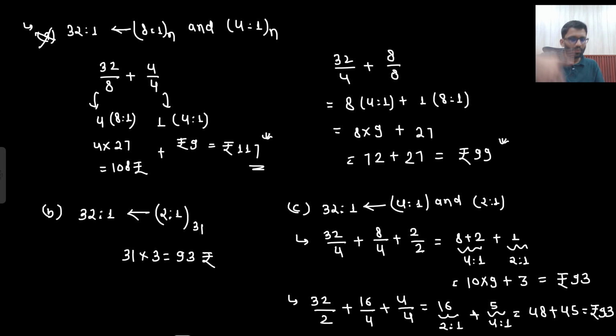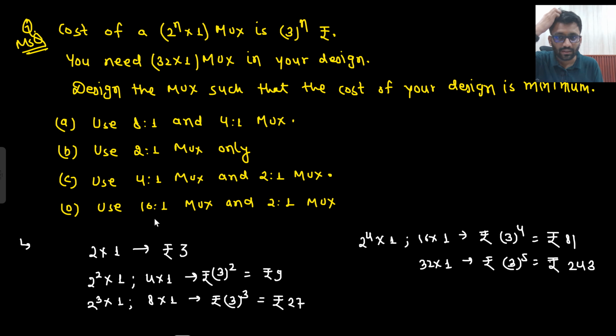So you can try all other combinations as well. I have tried everything in a rough notebook. So in all the combinations you will get 93 rupees as well. Or here also you are getting 93. Right? Let's check option D.